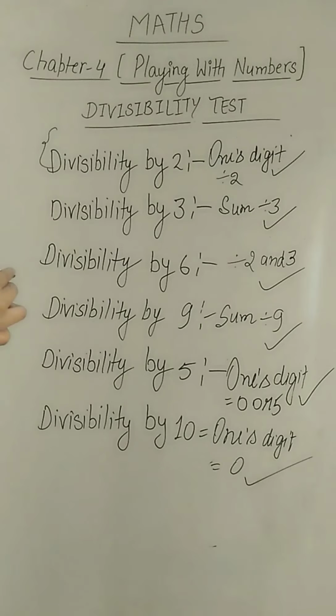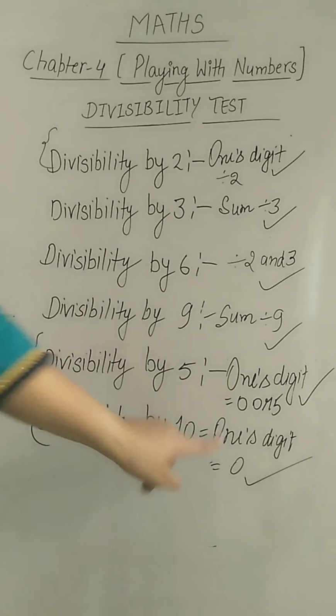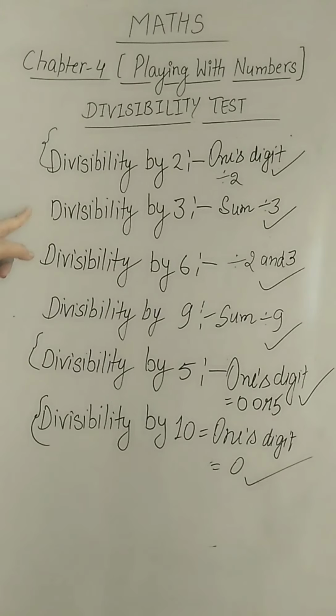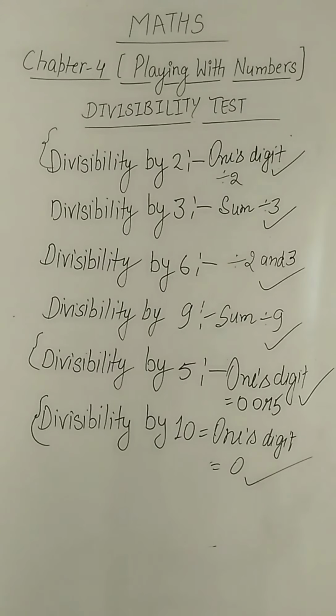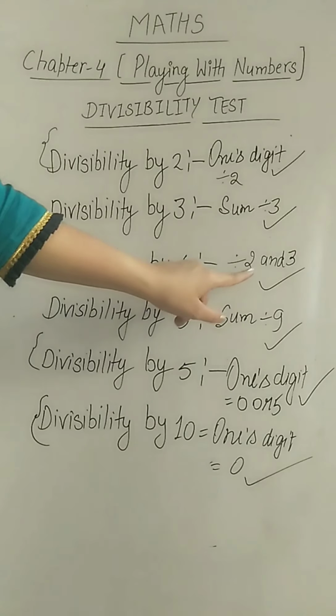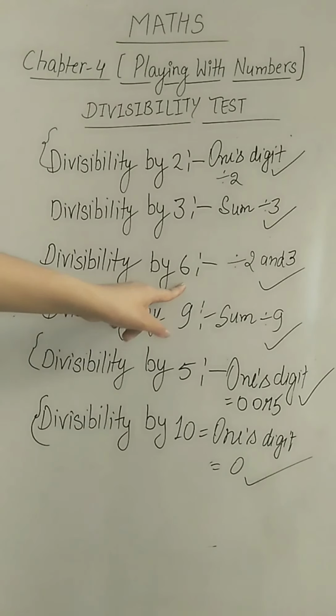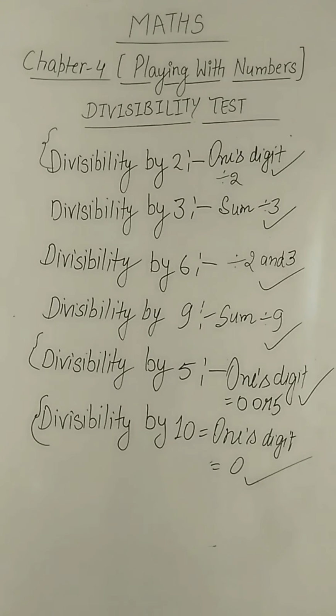In divisibility by 2, 5 and 10, we will check the ones digit. And in divisibility by 3 and 9, we have to check the sum. And in divisibility by 6, we check whether it is divisible by 2 and 3, then it will be divisible by 6. Okay, so that's all for today.